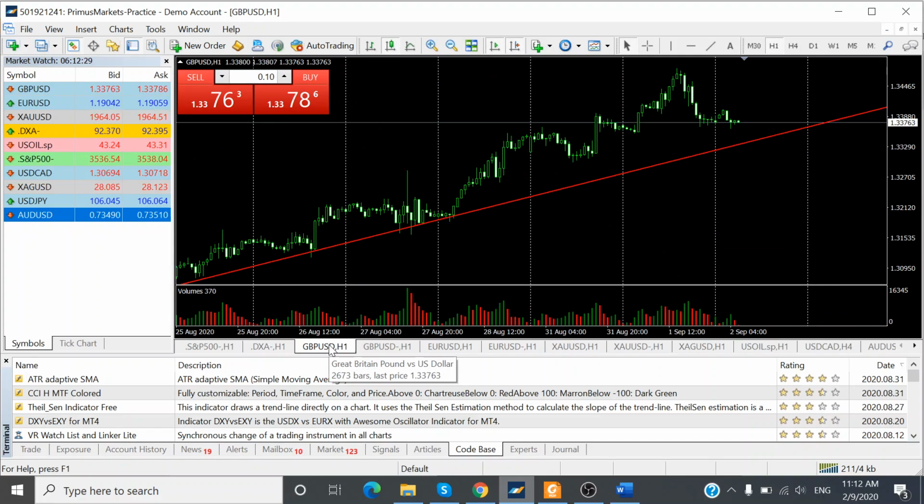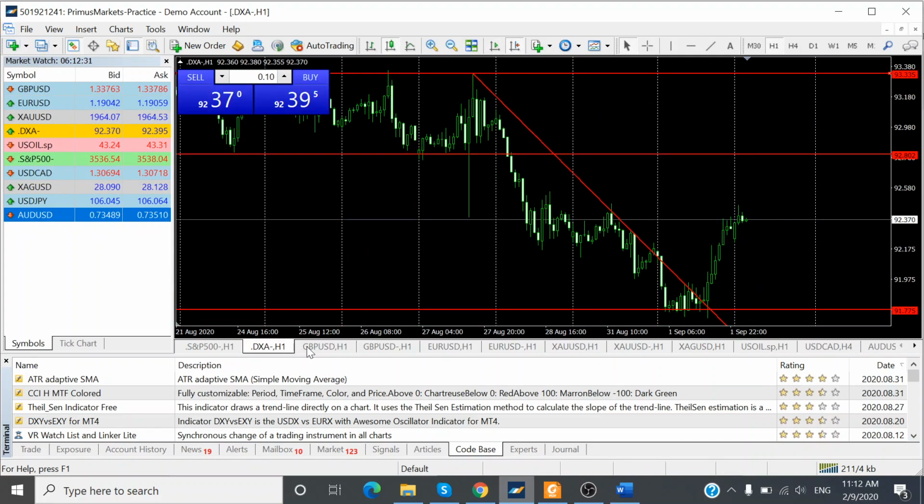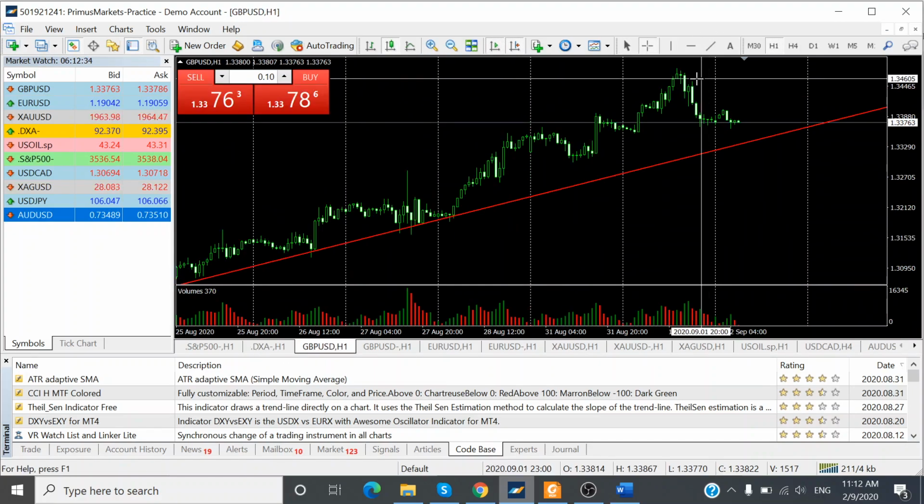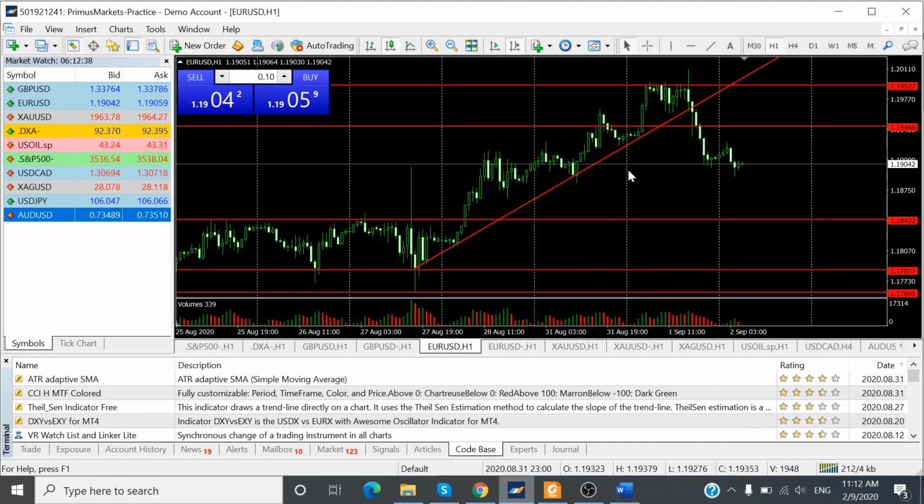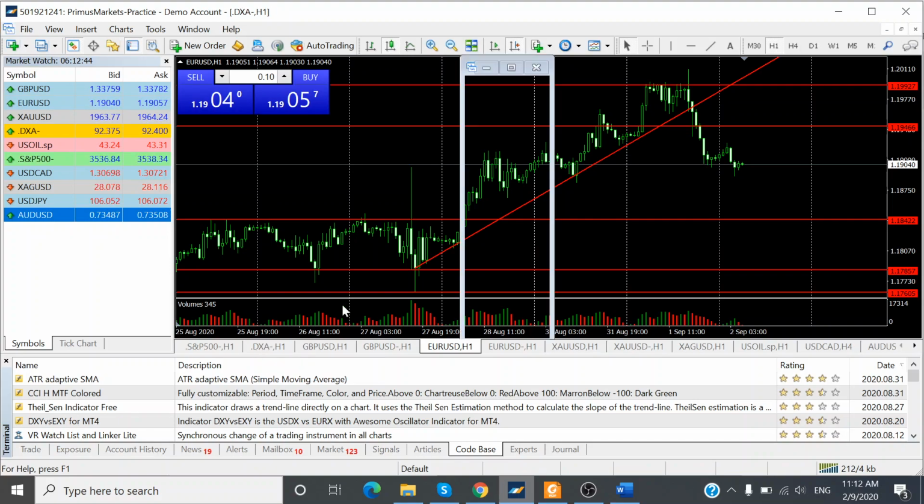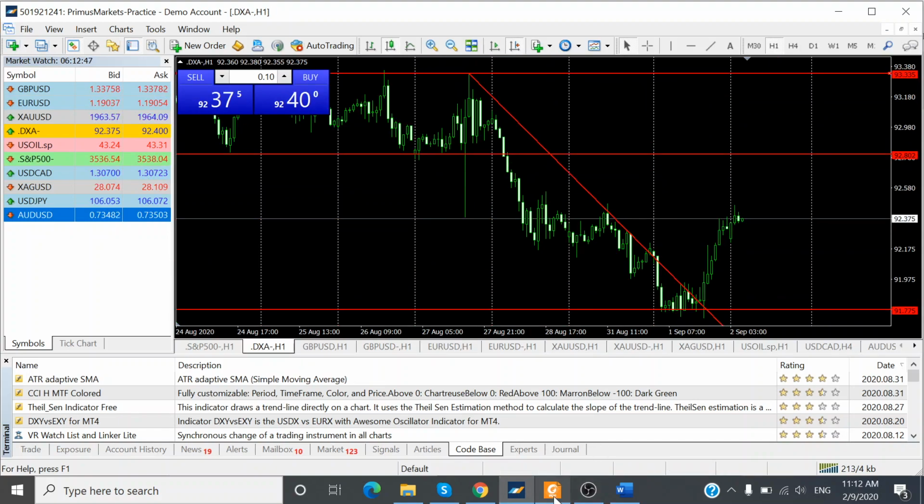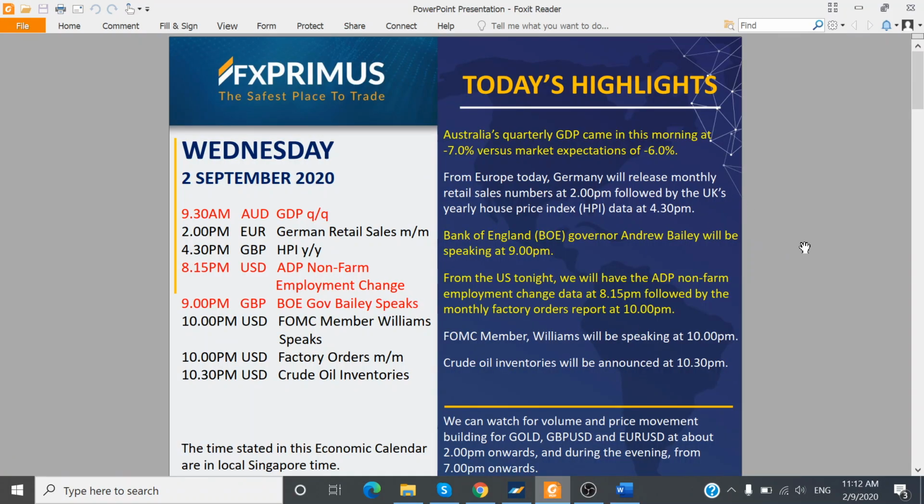Okay, so with the US dollar pushing up during the US trading sessions, we did see the UK pound moving back down about 100 pips, and also the euro dollar moved down about 90 pips. Okay, so before we look in detail at the technical side of things, let us look and see what is coming up on today's economic calendar.